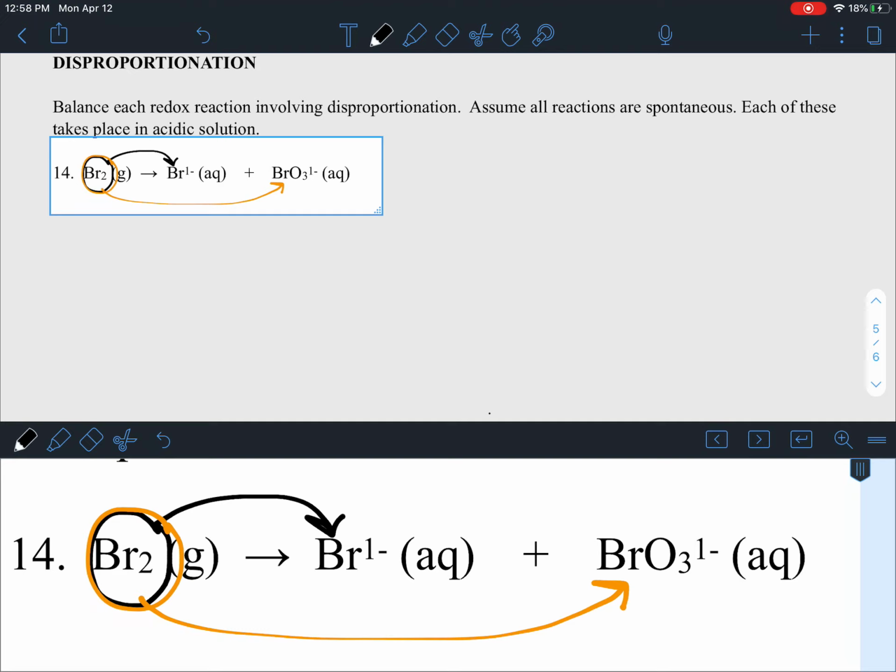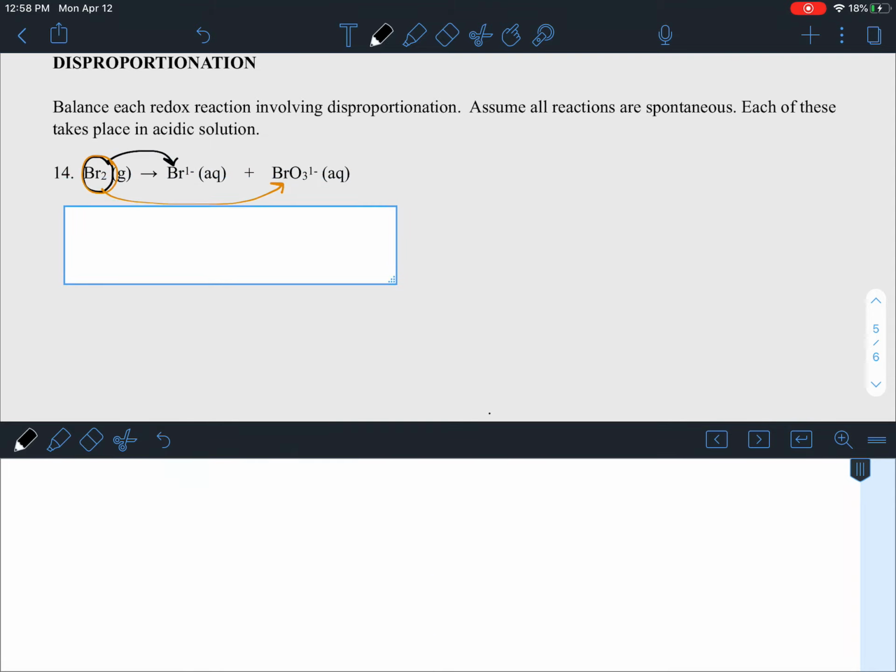Now, in these examples, I just am having you guys do them in acidic solution. You could easily do these in basic solution by adding in those extra steps, but our answer key will reflect what would happen in an acid.